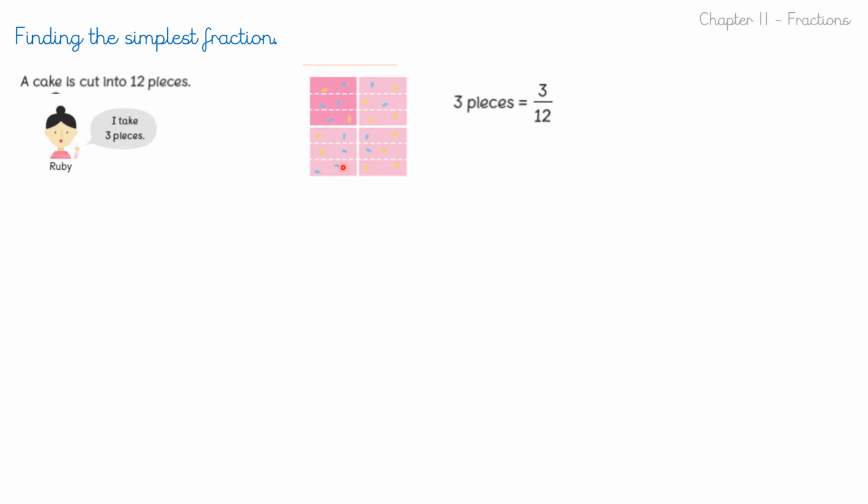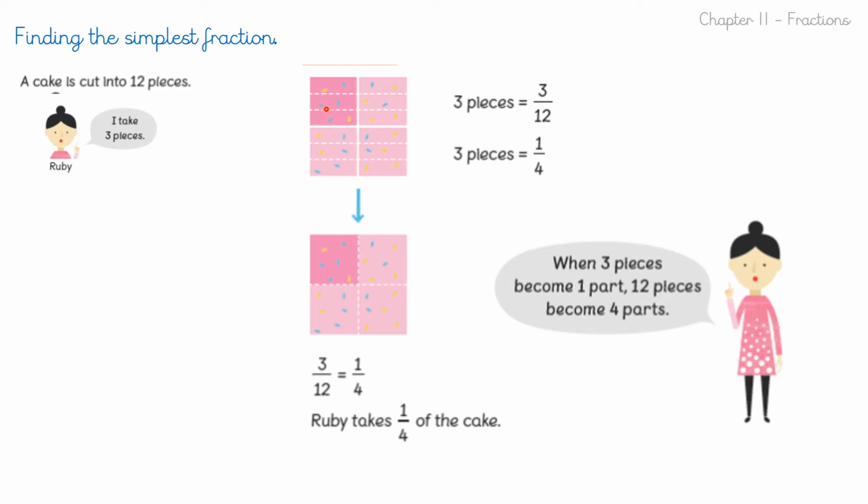Let's have a look. So here we have our cake, it's been cut into 12 pieces, and now we group them. And when 3 pieces become 1 part, 12 pieces become 4 parts. So we can say that 3 12ths is equivalent to 1/4, and Ruby takes 1/4 of the cake.